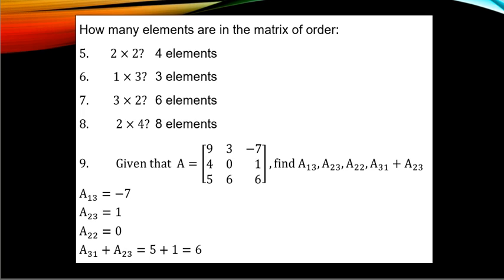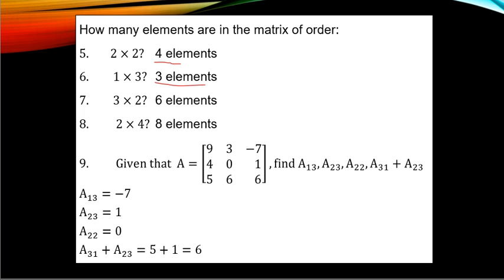The next instruction: how many elements are in the matrix of order 2 by 2? As I explained earlier, you have 4 elements there. The first row, if you are taking it row wise, is 2 elements, second row 2 elements, you have 4 elements. Taking it column wise, first column 2 elements, second column 2 elements, you have 4 elements as well. Number 6, for a 1 by 3 matrix, you have 3 elements.